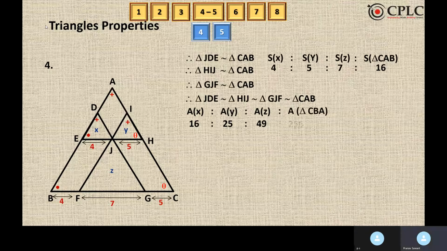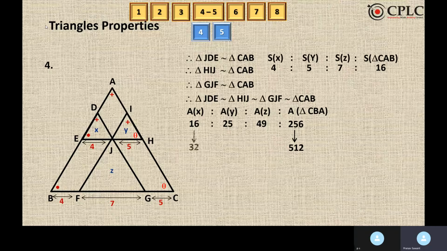Now, if triangle CAB is 16 in the ratio, what is going to be the value of its area? It is going to be 256, because if you observe, the areas are squares of the sides. Hence, the ratio of areas is equal to the square of the ratio of sides. This is the property that we'll use. So 16 squared is 256 and the area of triangle CAB is going to be 256.